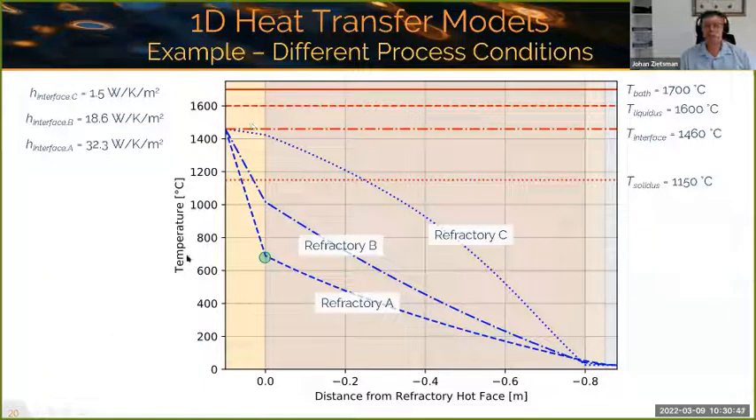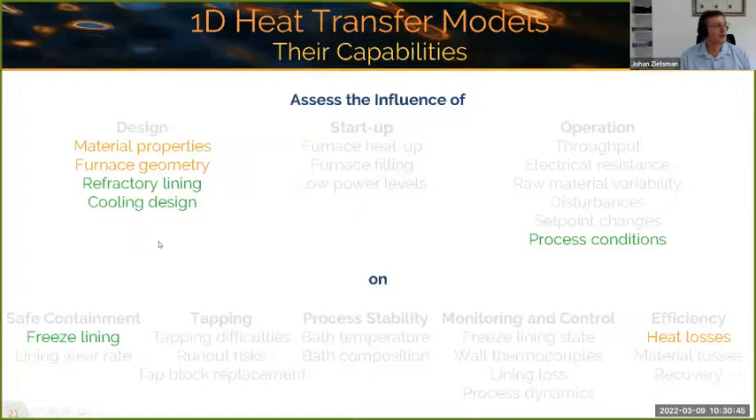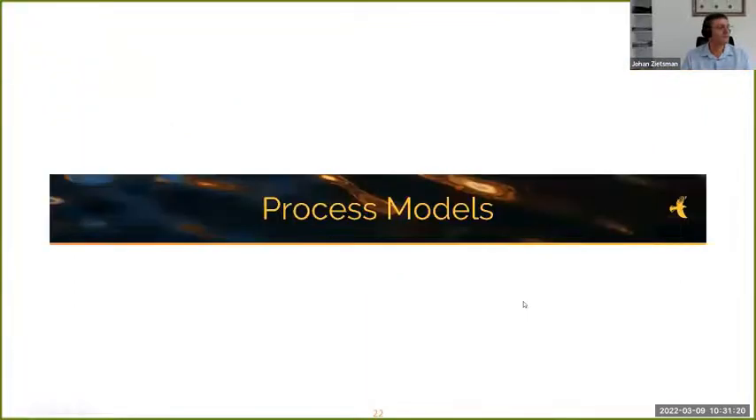But this can help you to make good decisions regarding your pool configuration. Now, these simple 1D heat transfer models can help us to achieve quite a bit more. We can consider the influence of slag properties, for example, because we can use the solidus and liquidus temperature and the transition temperature, furnace geometry to a limited degree, but we can test lining design and cooling design and process conditions. And the influence of those things on, for example, freeze linings and heat losses. So quite useful, but there's still a number of those items that we cannot address.